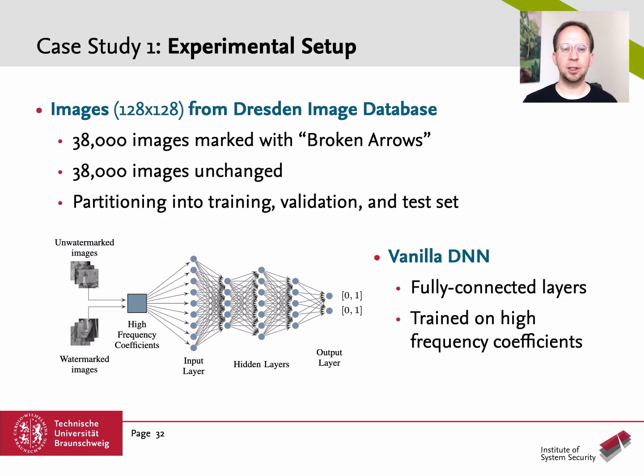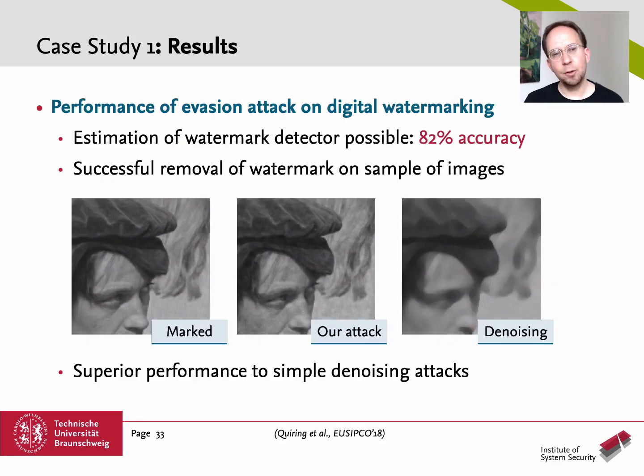And then we partitioned everything into training, validation, and testing, as you would do in a classic machine learning experiment. Then we trained a vanilla deep neural network with a couple of hidden layers. I don't even know how many layers we used. Not so many. We took marked and unmarked images and tried to learn a neural network that can classify whether the image is marked or not. It worked very well. And then we could, of course, apply machine learning attacks against the neural network and see whether they also remove the watermark.